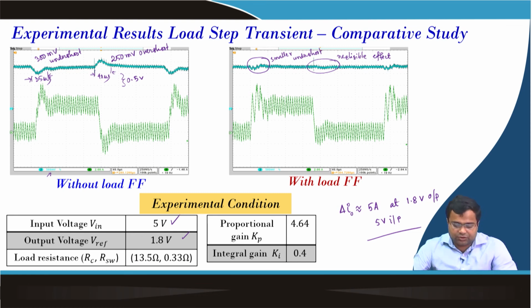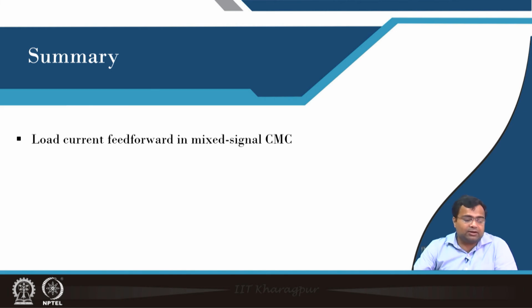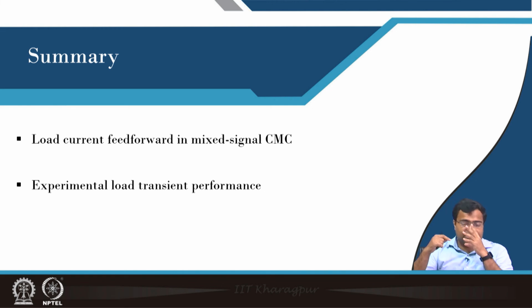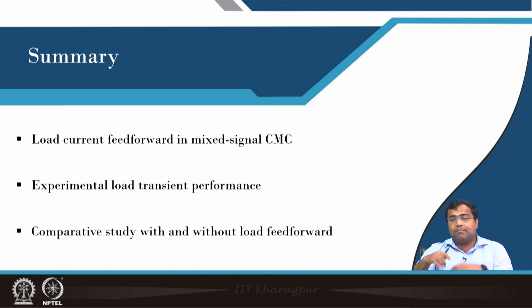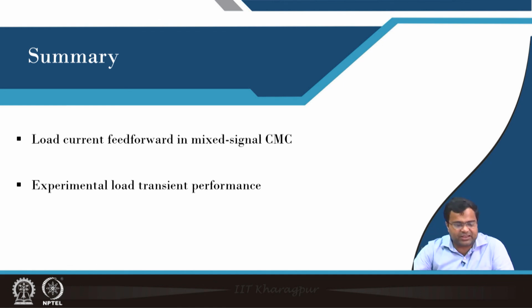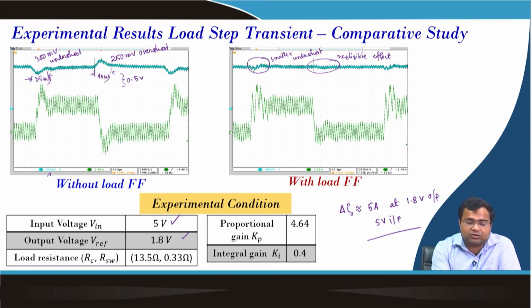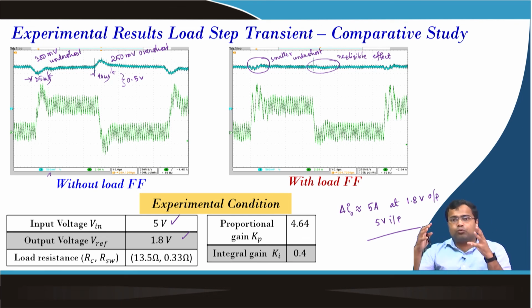In summary, we have discussed load current feed forward in mixed signal current mode control, and we have shown experimental transient performance with and without load current feed forward, and made a comparative study. We saw that load current feed forward can significantly cut down the undershoot and overshoot. As a result, we can reduce the output capacitor size, because if the undershoot and overshoot of the output voltage are reduced, you can decrease the output capacitor size.